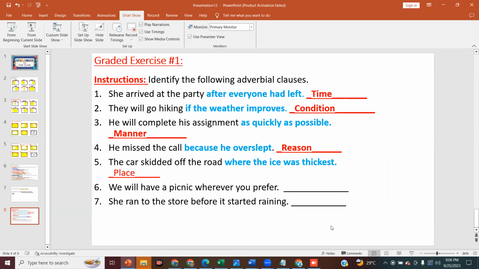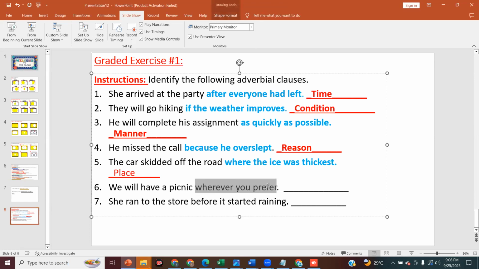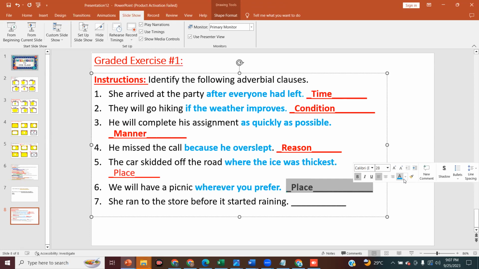All right, we will have a picnic wherever you prefer. What is that? Place. Y'all sound like you don't know. Condition? And this it says wherever. That's place. Definitely it's place. How many persons got that? Place. Wherever you prefer, place. Good.